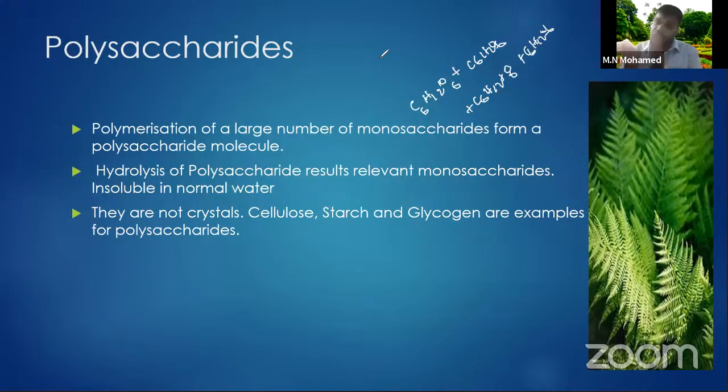Like disaccharides, which can be produced by the polymerization of monosaccharides, hydrolysis of a polysaccharide can produce monosaccharides. Starch, cellulose, which you know is the main component of the cell wall, and glycogen are some examples of polysaccharides.